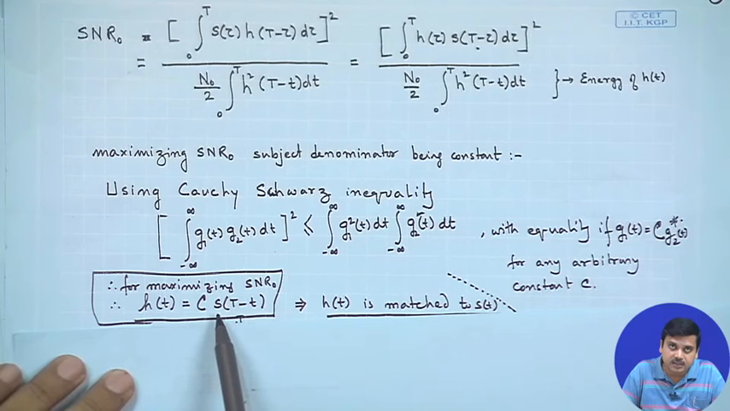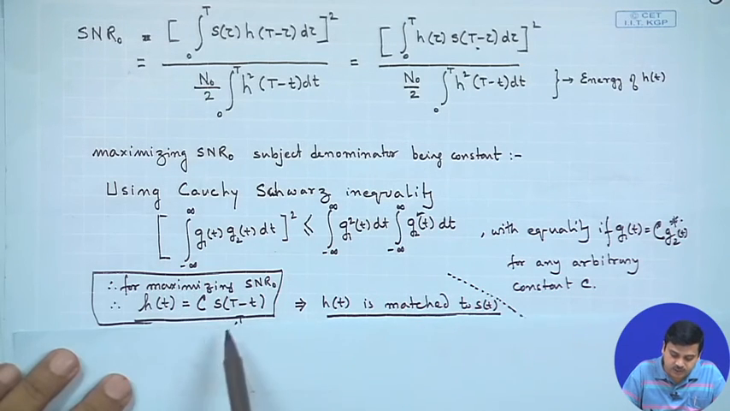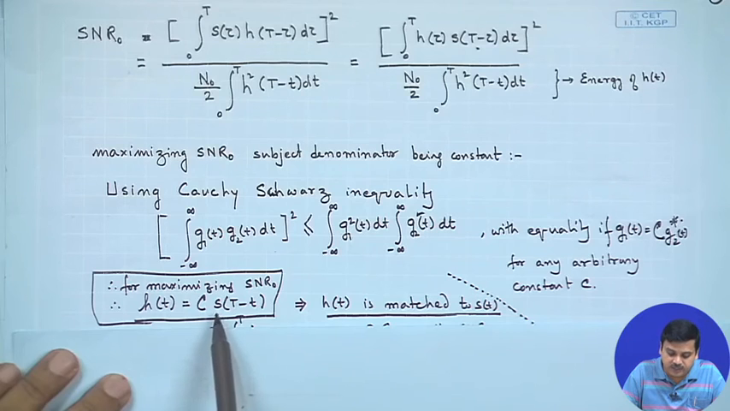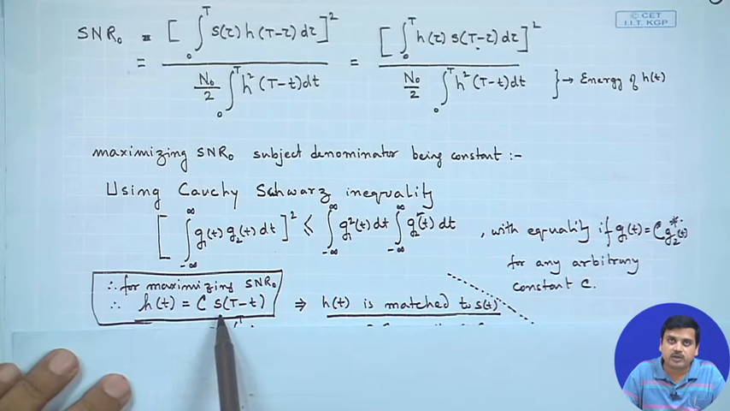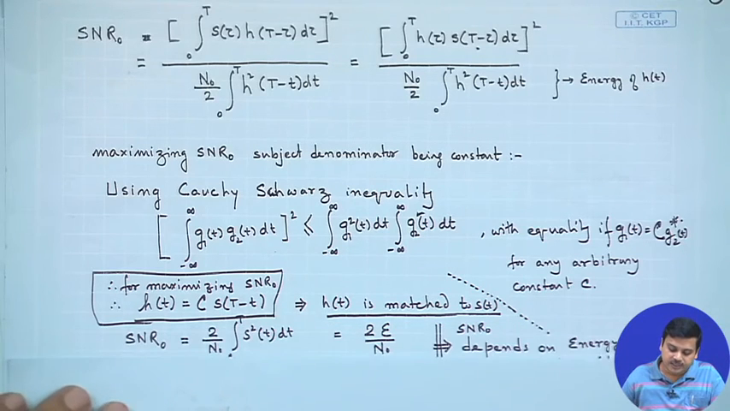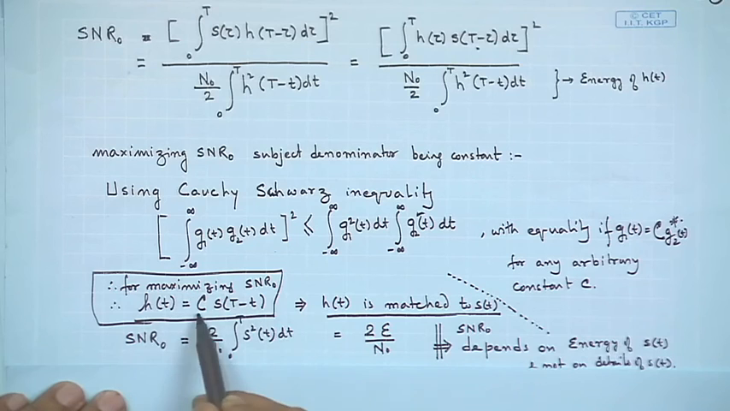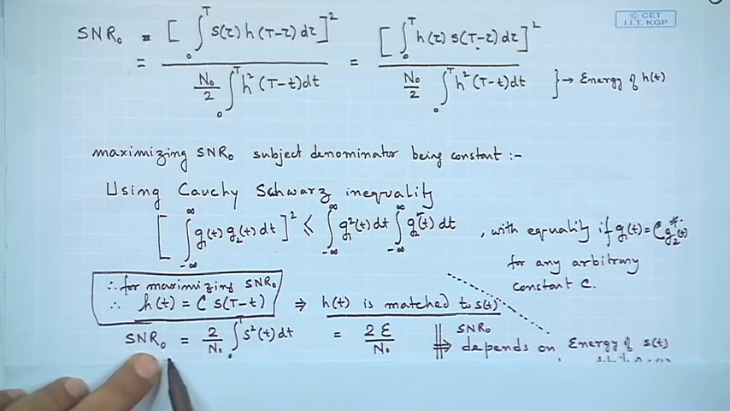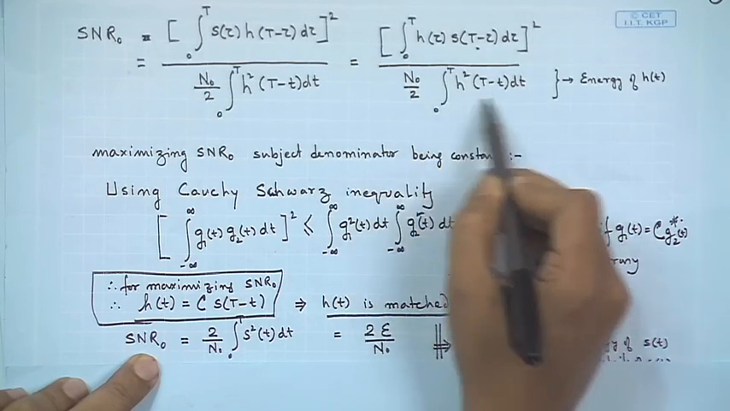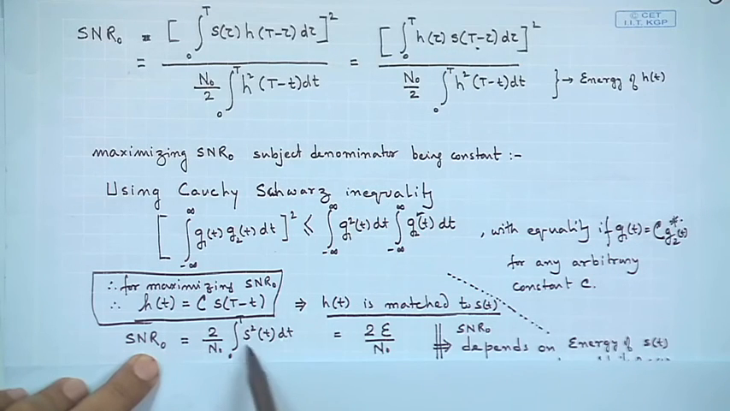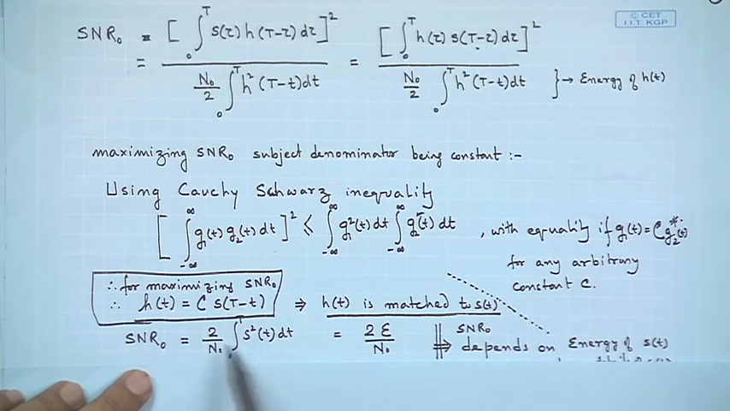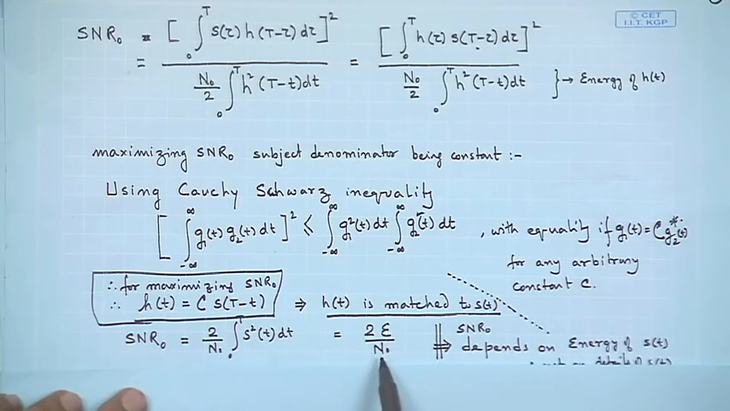We should not get confused with S of t. S of t in this case is the situation for which h of t is there. So, when S of t has several components, each filter will be matched to the component of the signal in that particular direction. Now, if you use this expression, you should be able to calculate the SNR at the output as 2 upon n naught. From here, 2 upon n naught, this and this one will cancel out, and you will be left with S squared of t, which is the energy of the signal. So, what you have is 2 multiplied by the energy of the signal upon n naught.